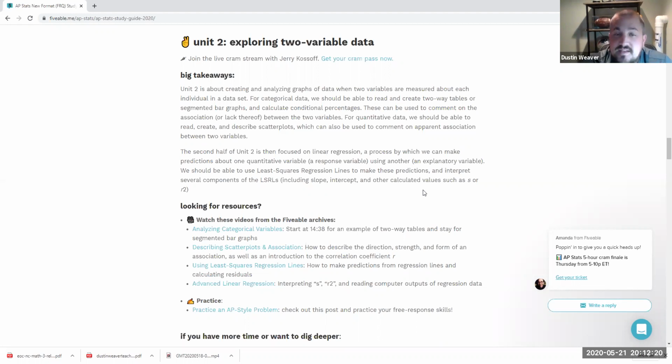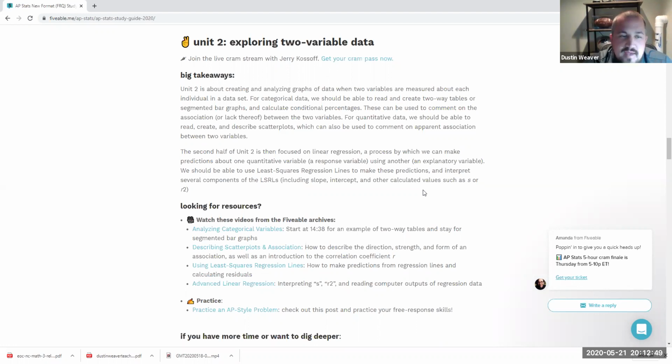So that's when you know something conditional. These can be used to comment on the association or no association between two variables. For quantitative data, we should be able to read, create, and describe scatter plots. And those can be used to comment on whether there's an association between your X and Y variables. Okay? The second half of Unit 2 then focuses on linear regression.